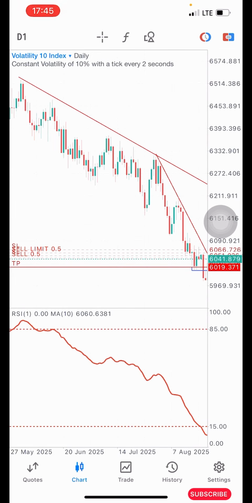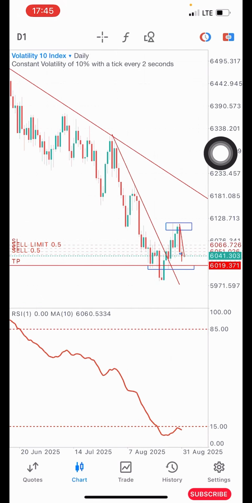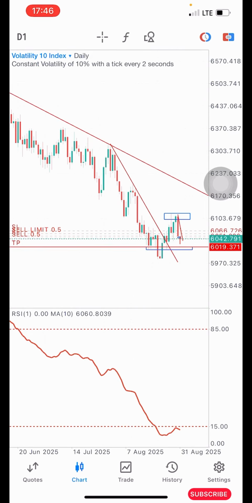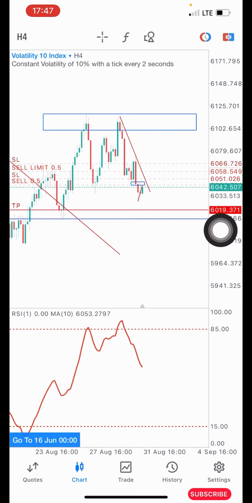As you can see from the daily, I was able to identify, by connecting these two structures in the market, that we are in a downtrend. The trend line is indicating a downward movement. From this area, you can see there's another trend line here marking the dip in the market. Now we head down to the 4 hours time frame.